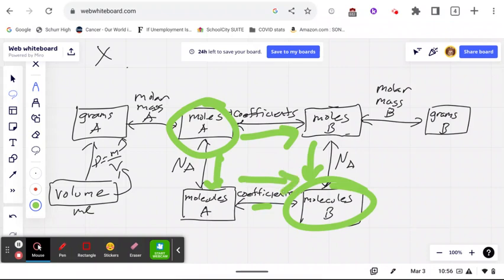Okay, so if people have questions, you can ask me when I get back on Tuesday. But I think this is good practice to get you thinking about how to make each of these conversions.